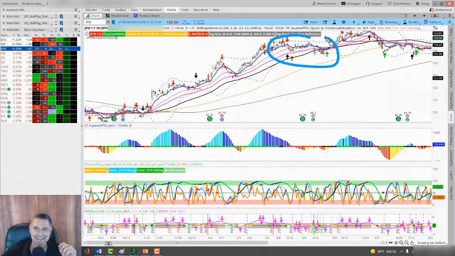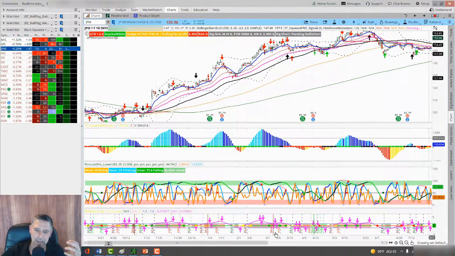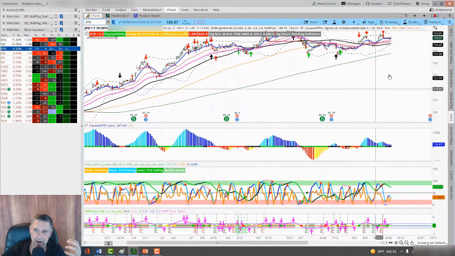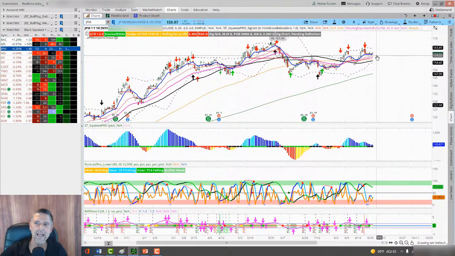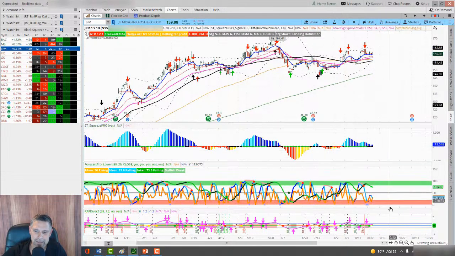Look at right here, taking a break. Sideways action, right? Symmetrical triangles, channels. It's building up for its next explosion. So look at right now. So this is real time, JP Morgan. We're in an uptrend. We're in a squeeze. We're in a squeeze. So we're weak bullish, but we're still bullish.